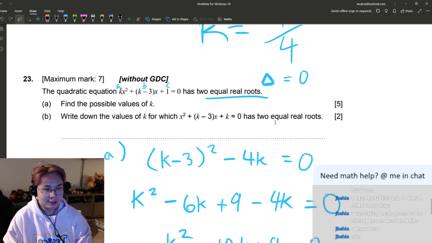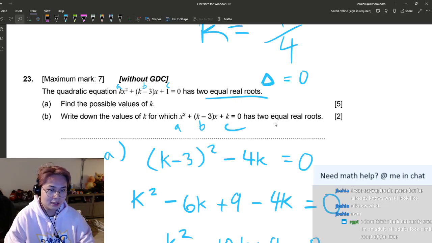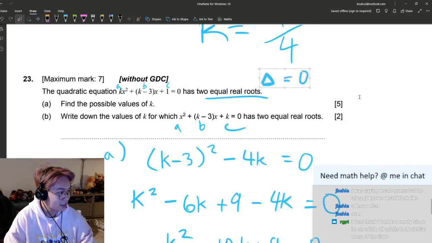Oh, well, okay, we repeat the process again. A is 1, here's your B, here's your C. And again, we want two equal roots, so the discriminant is equal to 0.